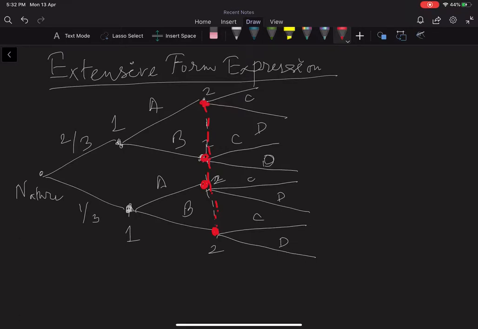I'll show how to show it in matrix format, in a normal form expression. Okay, and you can write down the payoffs here. I'm not writing them down again. So this is how you can write down the extensive form. Now let's talk about the normal form. So let me just in this space itself write down the normal form expression, so the matrix form.